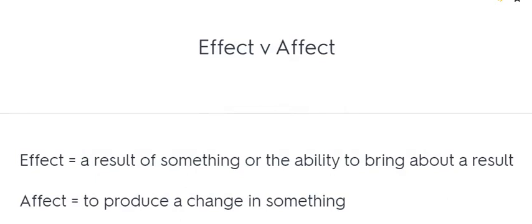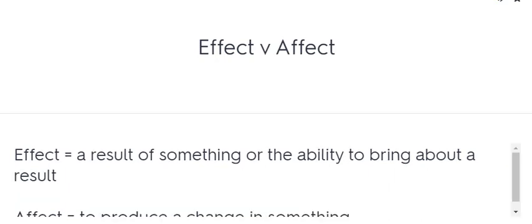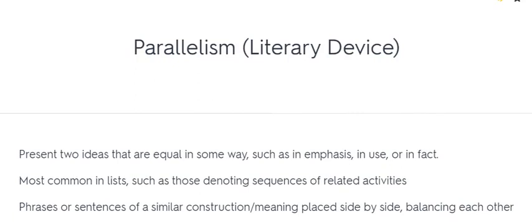Affect versus effect. Effect, as a noun, equals a result of something or the ability to bring about a result. Effect, as a verb, equals to produce a change in something. Parallelism. Present two ideas that are equal in some way, such as in emphasis, in use, or in fact. Most common in lists, such as those denoting sequences of related activities, phrases or sentences of a similar construction, meaning placed side by side, balancing each other.